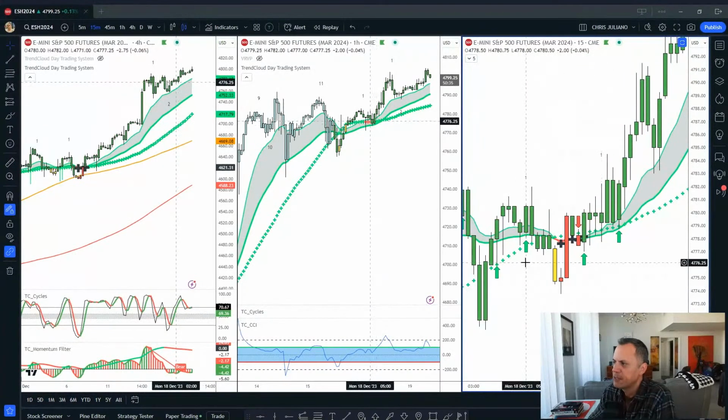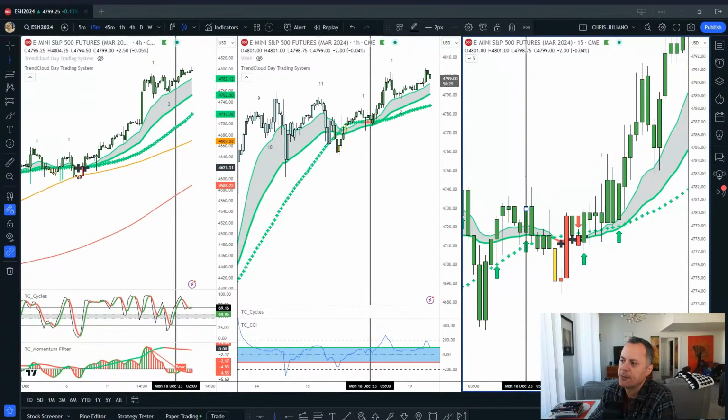So when you're taking your signals, this signal here took place at what, 5 o'clock in the morning? I'm not up at 5 o'clock in the morning. So this signal here failed. We don't have momentum on the middle chart, and we don't have momentum on the high time frame.